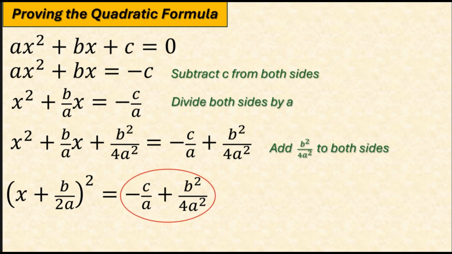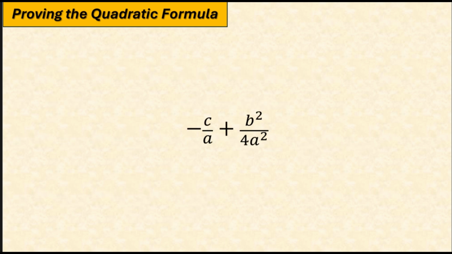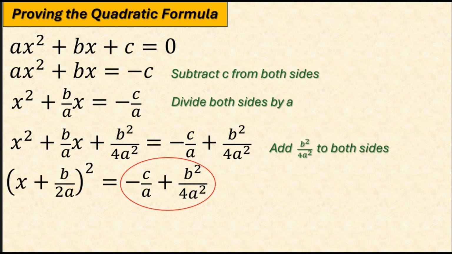First, let's rewrite this term as one fraction. We'll rearrange the term so that instead of adding negative c over a, we are subtracting c over a. Next, we'll combine this into one fraction by rewriting c over a. Since we are dealing with a fraction, we can multiply both the numerator and denominator by 4a. Next, we simplify. Now that the denominators of both fractions are the same, we can combine them into one fraction. Now that we have rewritten this, we can go back to what we had before, and rewrite this.